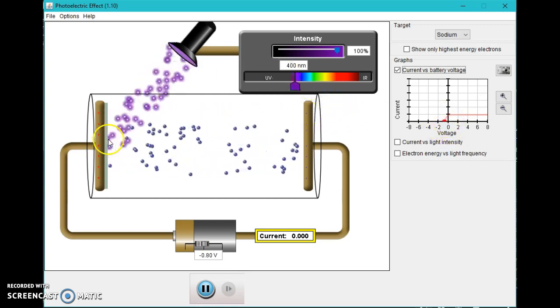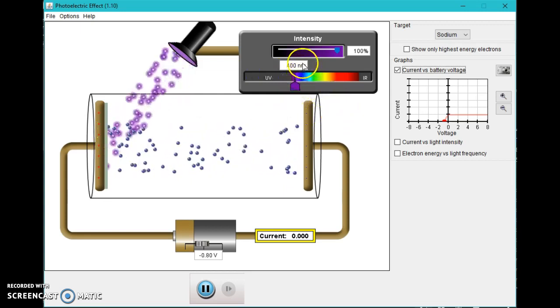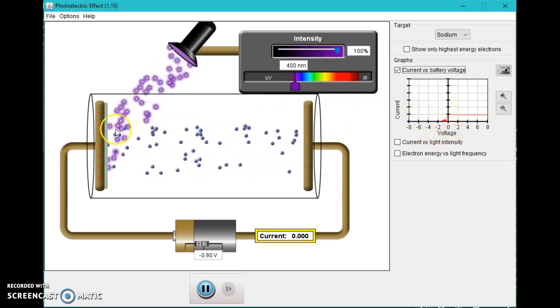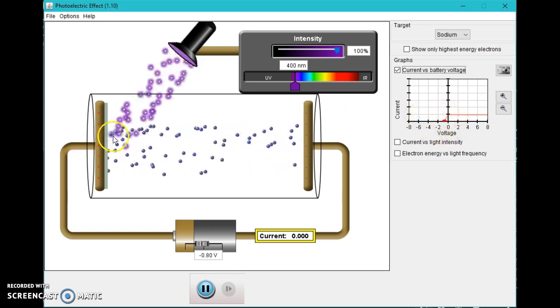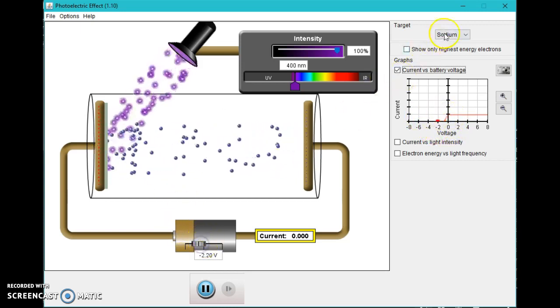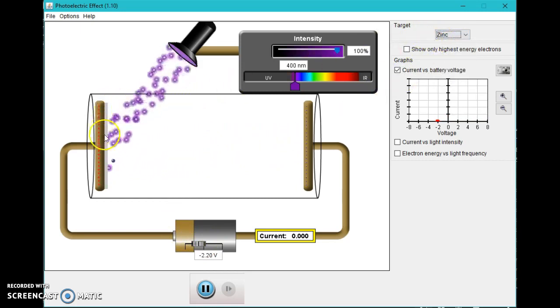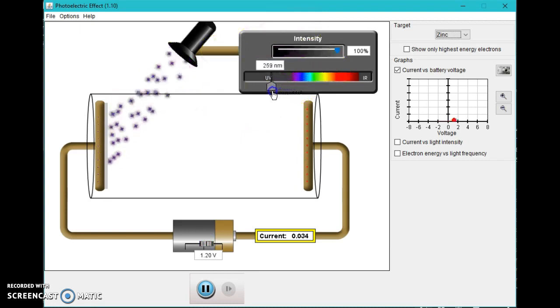It tells you that for this specific metal, at the minimum frequency of light, there's a minimum energy requirement to liberate these electrons. Okay, if I change the type of metal to zinc, which is less photosensitive than sodium, I see that I don't have current flow until I'm in the UV end of the spectrum. So different metals have different requirements.